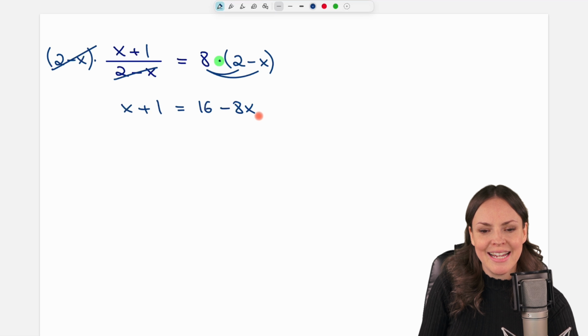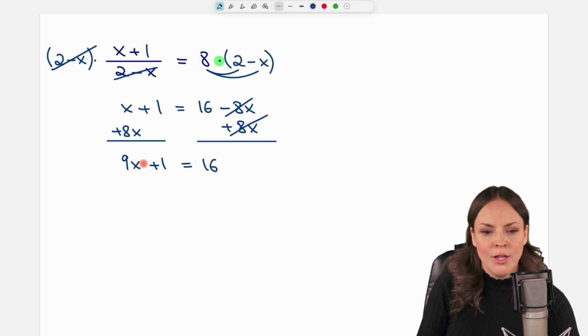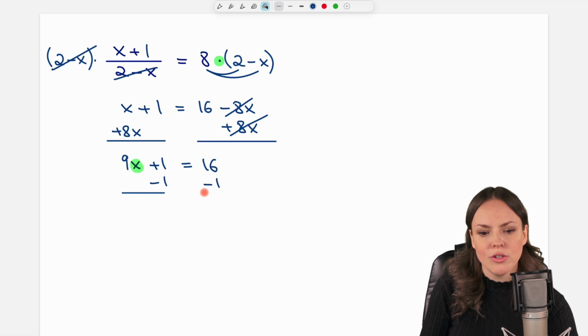We want to solve for x. Maybe we bring the negative 8x to the left side by adding 8x on both sides of the equation, so that we have x plus 8x equals 9x. Don't forget the plus 1. And here we have the 16 because this cancels out. To solve for x, we want to get rid of the 1 here, so let's subtract it on both sides of the equation. Then we only have the 9x here. This cancels out. And on the other side, 16 minus 1 equals 15.